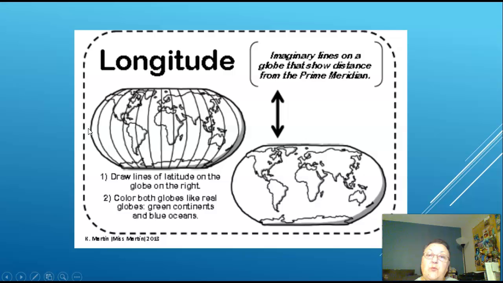Also, remember we talked about at the equator, the closer you are to the equator, the hotter it is. So those places in Africa that we looked at, those would be very hot places to live because they are closer to the equator.